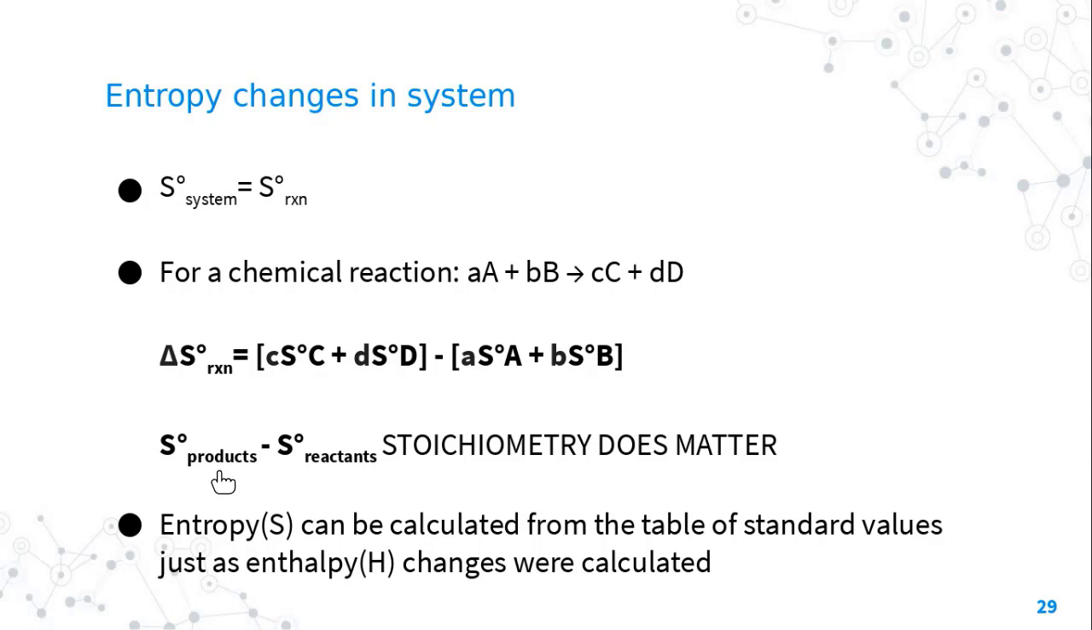And so that's products minus reactants. I know you guys have heard that before. The rule doesn't really change here. You're going to take your products and put them first with their coefficients and their standard state values and subtract the same thing from the reactants.